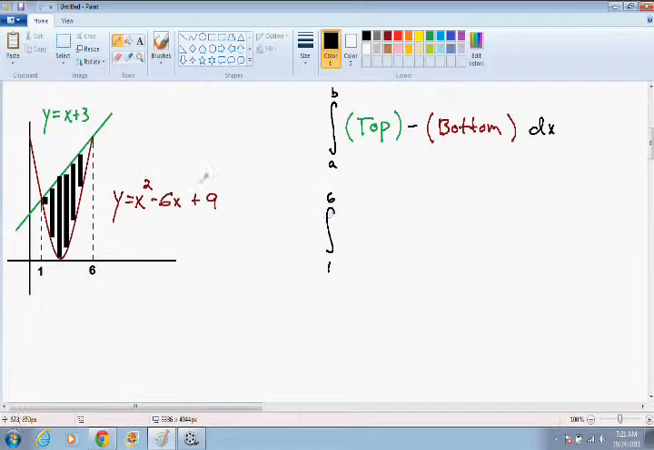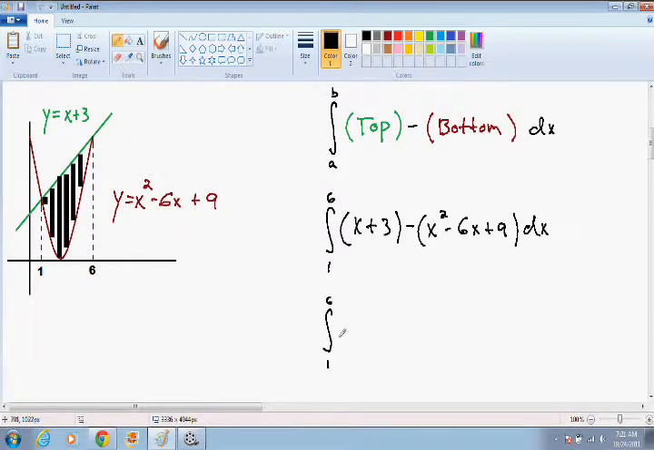Our top function is the curve where the top of the rectangles are touching. Notice the top of every rectangle is touching the green curve. So the green curve is our top function, which is x plus 3, minus our bottom function, which is the curve in which the bottom of the rectangles are touching, and every one of them is touching the red function, which is x squared minus 6x plus 9, dx.